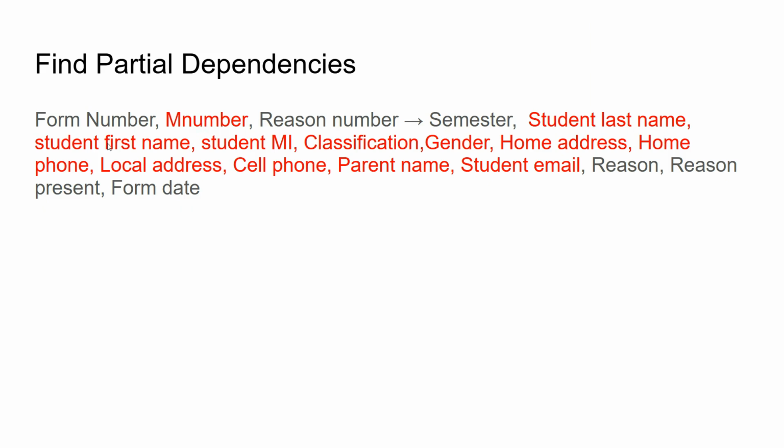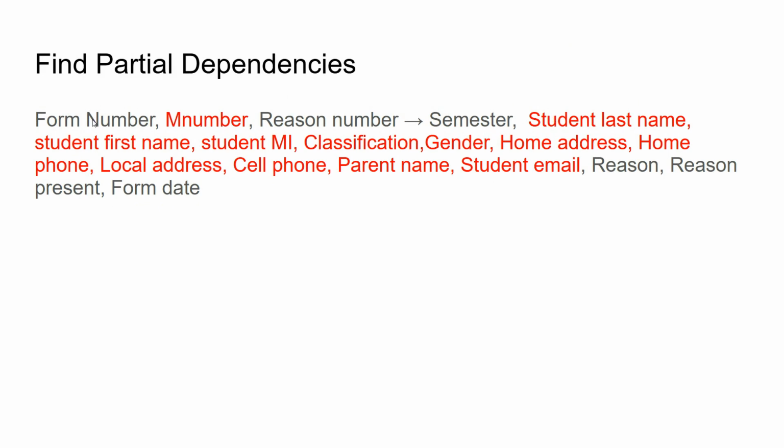student last name, we can determine student first name, student middle initial, classification, gender, home address, home phone, local address, cell phone, parent name, and student email. So all these can be determined given M number. So there is a direct dependency between M number and these red lettered attributes. So there is a partial dependency.